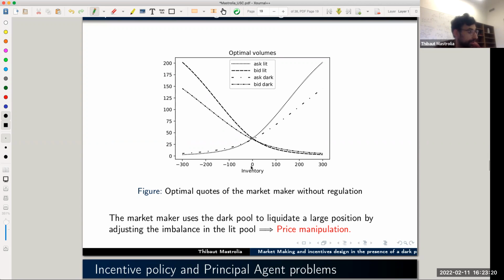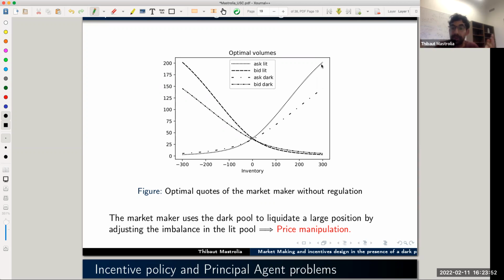If the market maker has a big inventory, then he posts a lot of orders on both the ask side in the lit pool and in the ask side of the dark pool. So what I mean is that instead of using only the dark pool, the market maker will set a lot of orders in the lit pool, and so will disturb the market a lot, because you will send a big order in the lit pool, and so you will have a huge market impact.